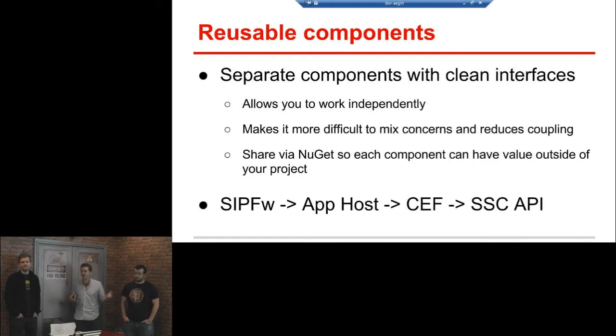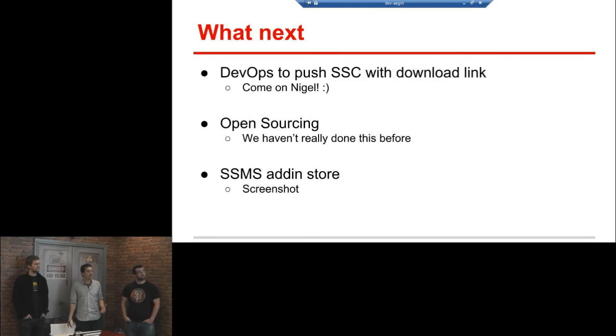Obviously, the SIP framework is designed to be reused. The app host, the out-of-process stuff, that's a NuGet package. It's got a nice clean API. It's designed to be reused. And that allowed us to build this application incredibly quickly. Lots of those components are available on Redgate's internal NuGet feed, and we hope that they will find other uses in time. So what next?